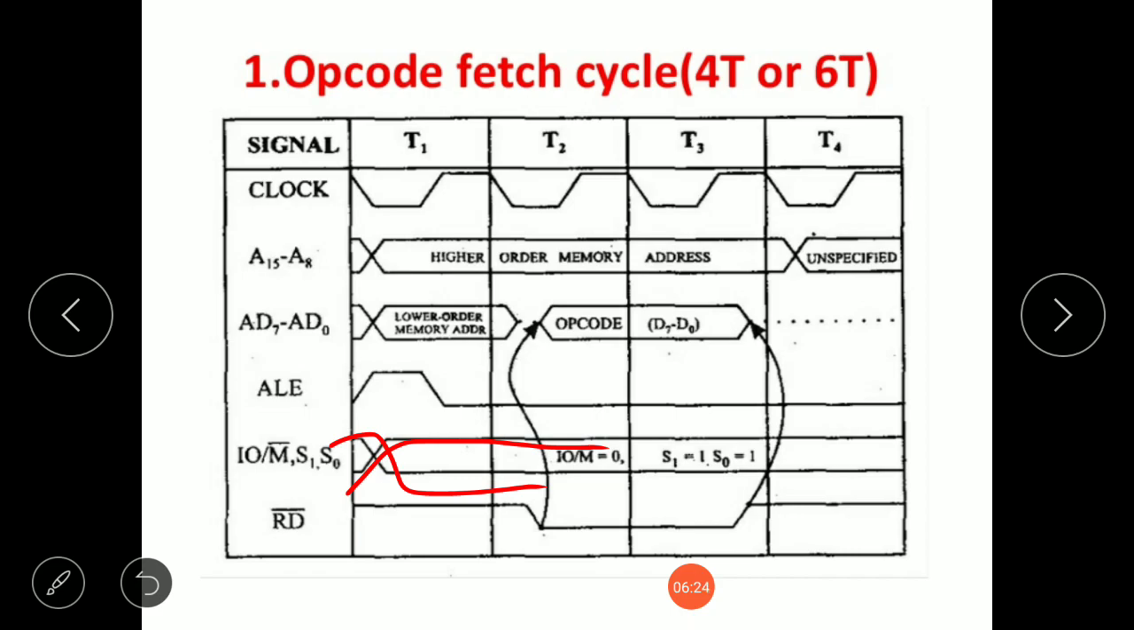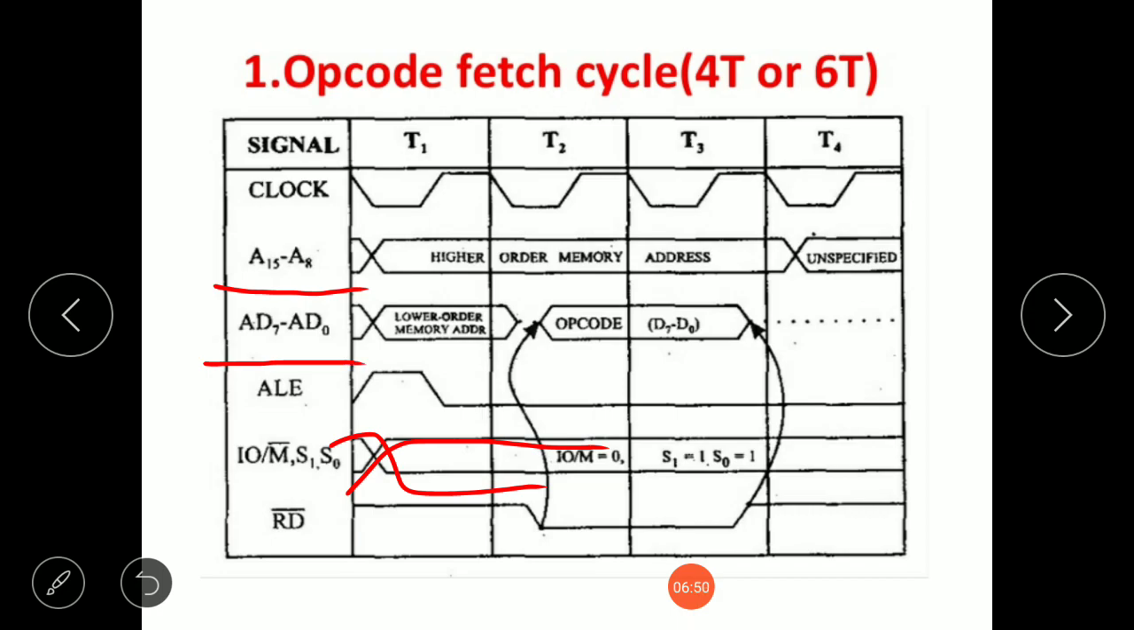Now in the first T state only, the microprocessor sends the 16-bit address, that is A0 to A15, through the address bus. It sends the higher byte of the address through the address bus A8 to A15 and the lower byte of the address through the address data bus AD0 to AD7.